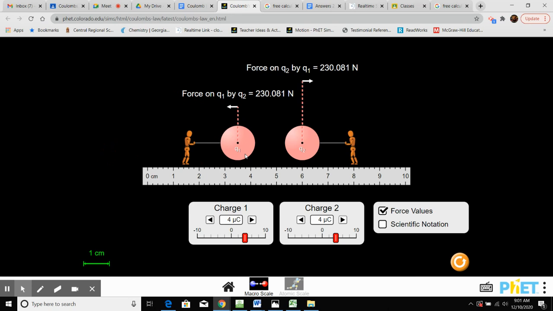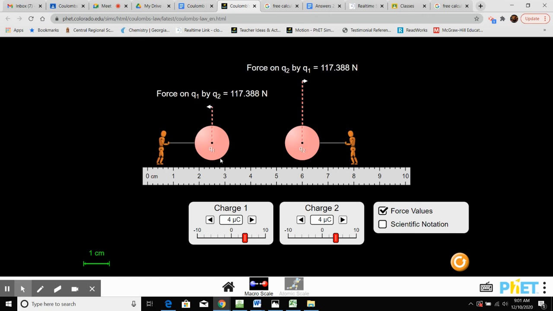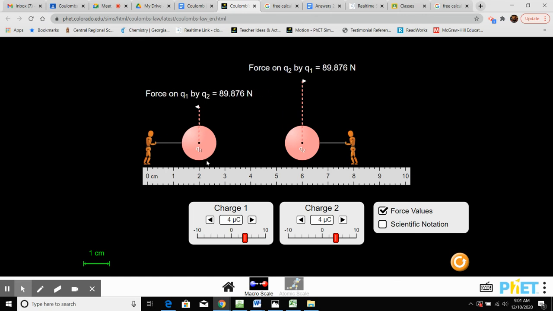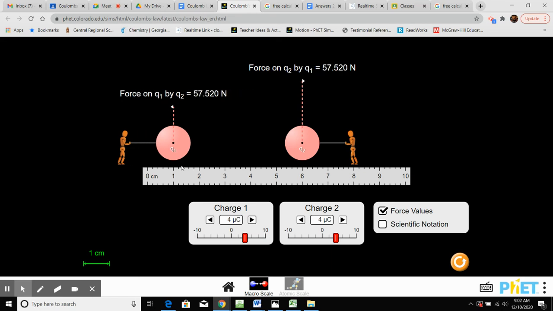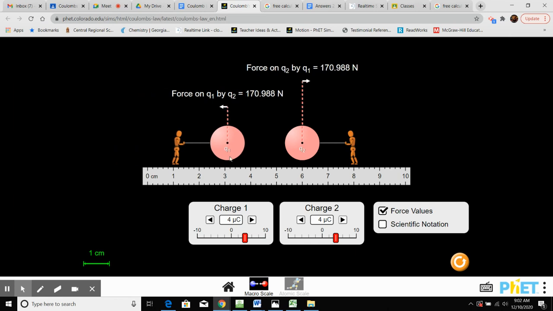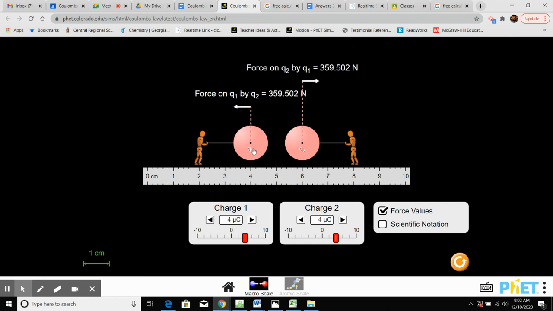But from here to here, we dropped quite a bit. We went from approximately 360 to 160, and we moved 1 centimeter away. Now, if we move another centimeter away, we go from 160 to about 90. Not as big a jump. And if I move another centimeter away, I go from 90 to about 57. So it's getting less and less as you go farther and farther apart. It dramatically increases the force as we get closer, and as we get farther away, our force value is going to decrease.